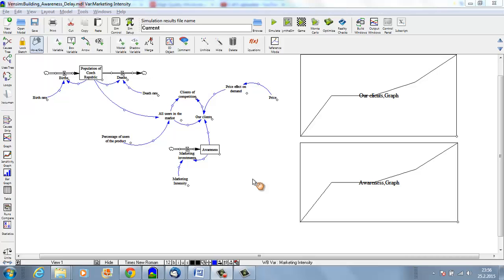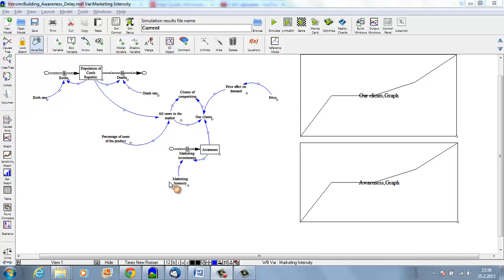In previous videos, we have firstly built a small model of population. Then we add a price and price effect on demand. That was a nonlinear function, a graph function. And the last thing we did was awareness, building the awareness and showing how to model delays. And now I would like to add one thing.